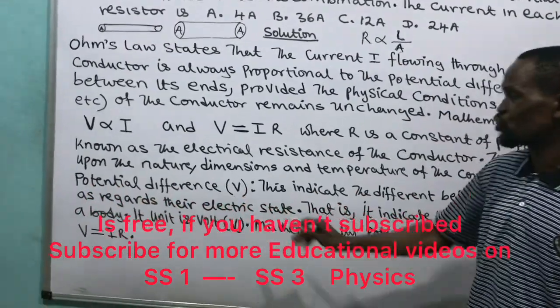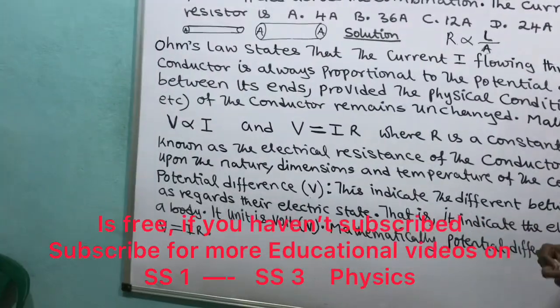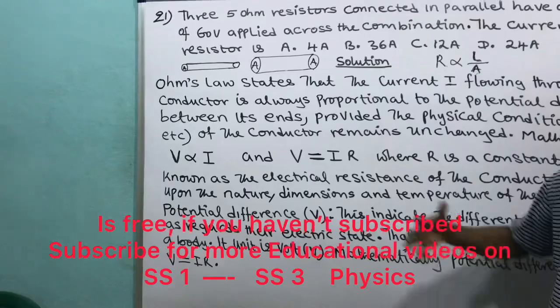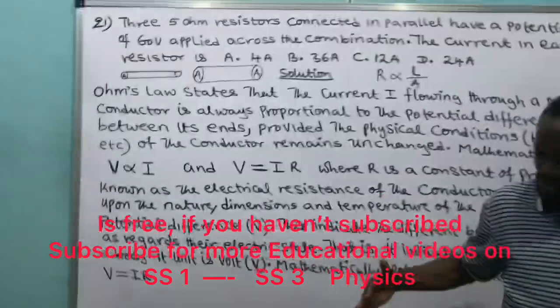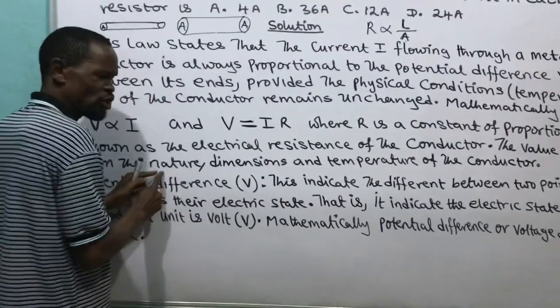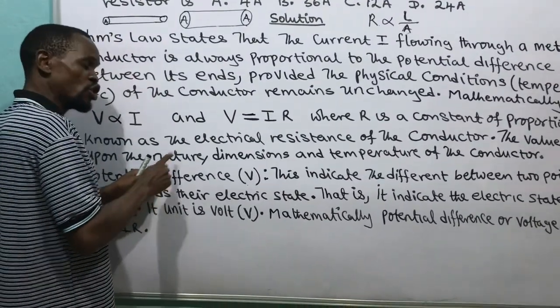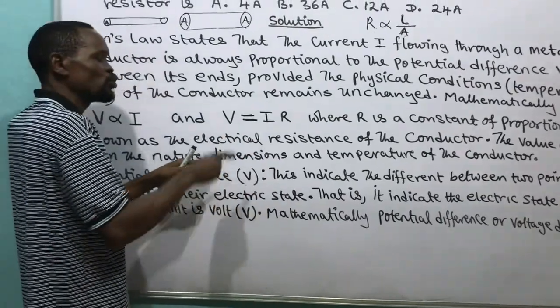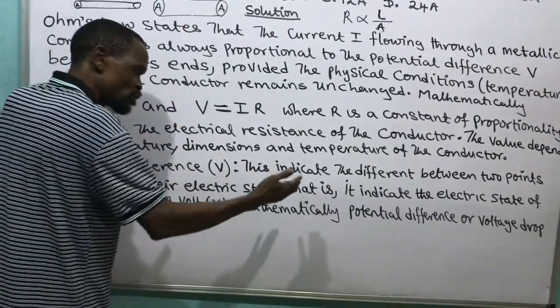That's what brings us to what we call dimension. The cross-sectional area of the wire is the dimension of the wire. Then we will now say that resistance depends on the nature of the wire, which I have mentioned, gold, silver. Then it depends on the dimension, which we will now mention as the cross-sectional area.